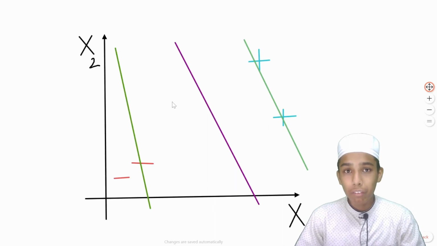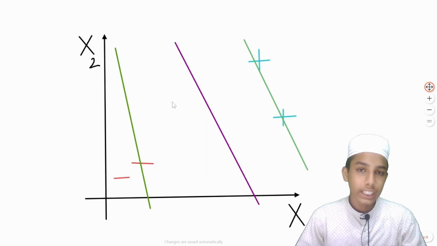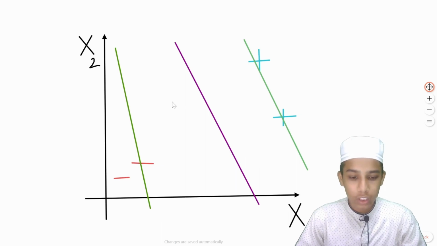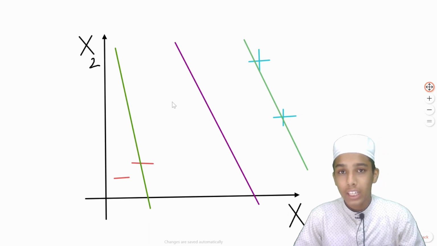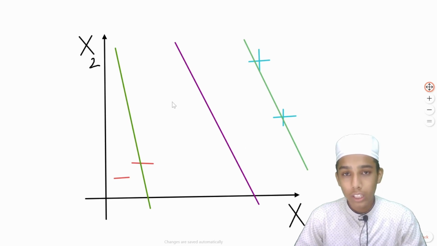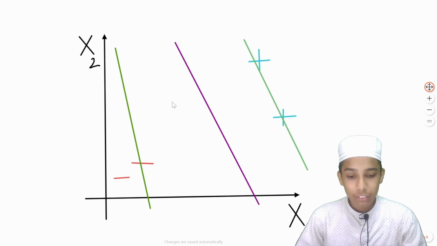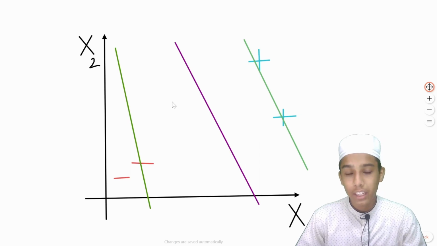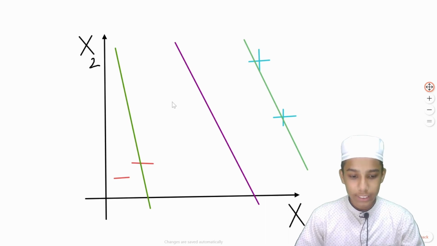If you remember in the last video, we talked about how if x into w plus b equals 0, then it's on the decision boundary. If it's less than or equal to 0, then it's going to be the minus class, and if it's positive, then it's the plus class.